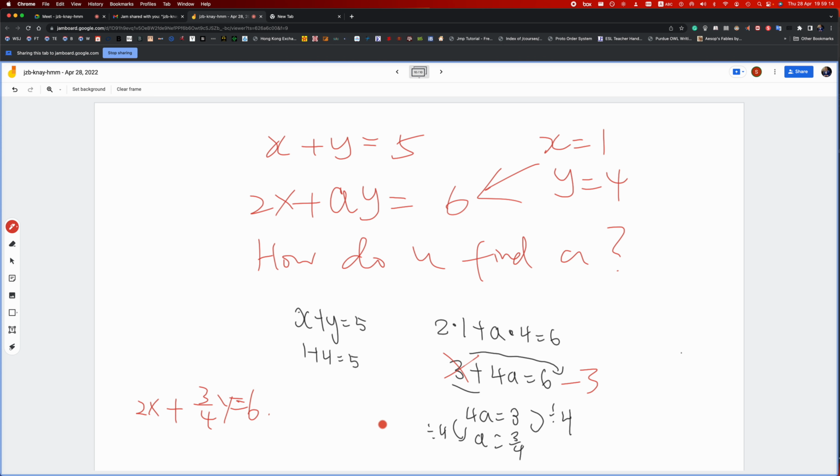Are you clear? Yeah. Okay, hold on. Let me just quickly change the 6. I just want to make things look better. So it's 7. So 7 minus 3 is 4. So 4 divided by 4 is 1. So A equals to 1 in this case. So instead of 3/4, you get 1. Okay, so once you get A equals to 1, now my question is, how do you sketch this one?